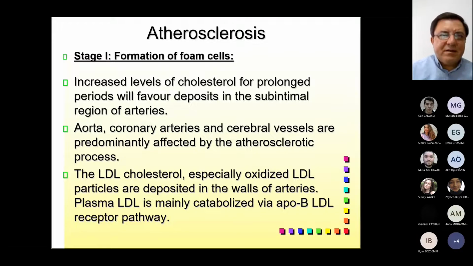Macrophages are also important factors here, contributing to the oxidation of LDL, meaning the oxidized form of the low density lipoprotein. This process also furthers the injury, and in turn the atheromatous plaques are formed. And as I said, plasma LDL is mainly catabolized by means of apoprotein B, a kind of receptor. There are receptors for LDL, the apoprotein B.